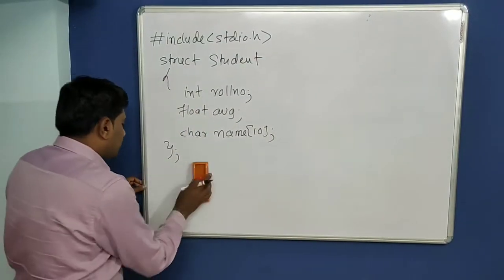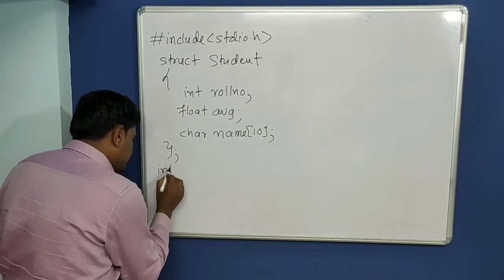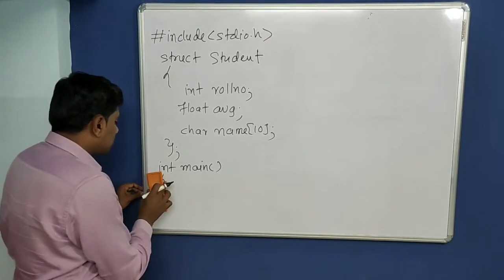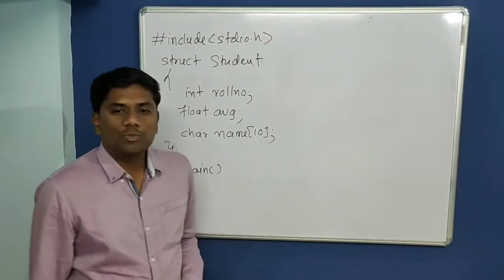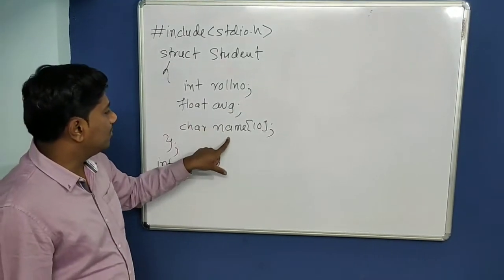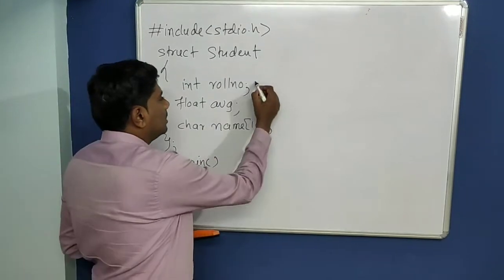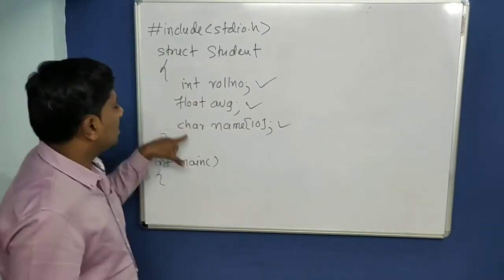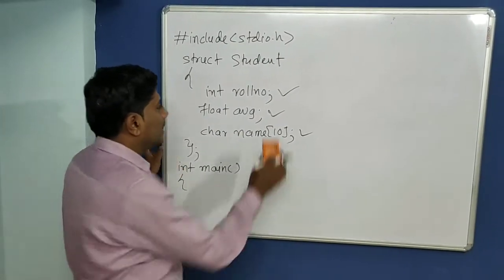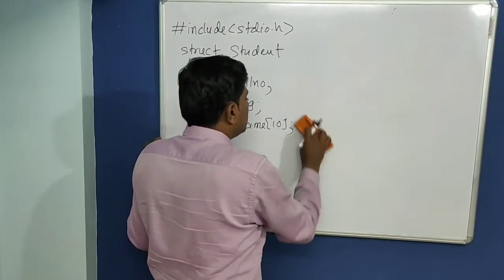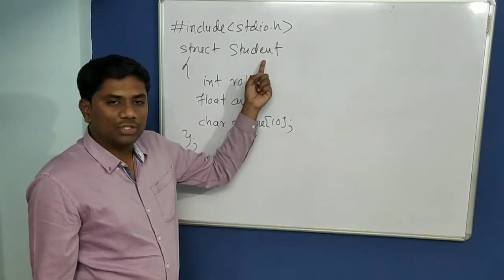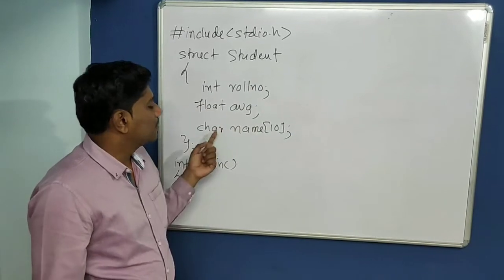Okay, now after this we require the main function. Now see what the problem statement was: a C program to define structure student with members roll number, average and name. So here we have defined three members with their data types. Whenever we define a structure definition, memory will not be allocated. This is just for the compiler, so the compiler can understand that the user created one structure student with these three members and these data types.